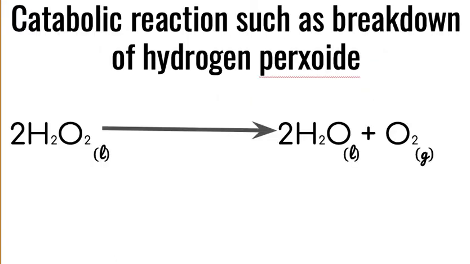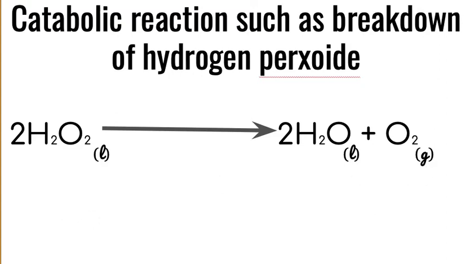A catabolic reaction, on the other hand, the example is the breakdown of hydrogen peroxide. We have seen this equation many times. I mean, you have seen this equation many times now. A catabolic reaction is the breaking down of bigger molecules into smaller molecules. So here we have hydrogen peroxide, which is a relatively bigger molecule compared to its products, which are water and oxygen.